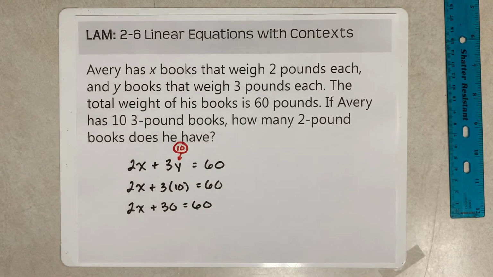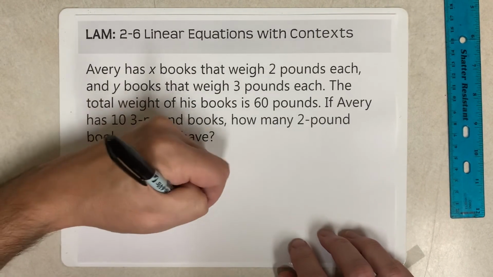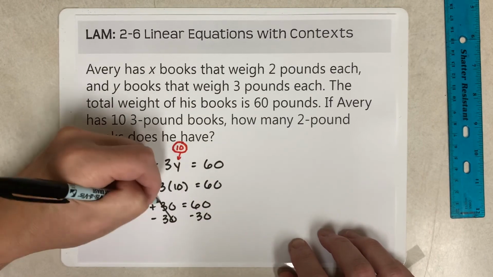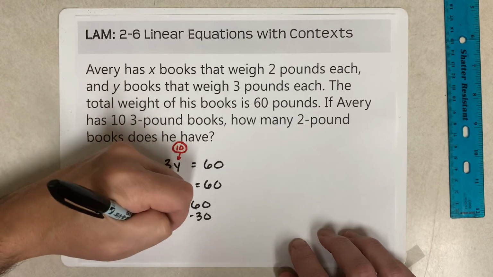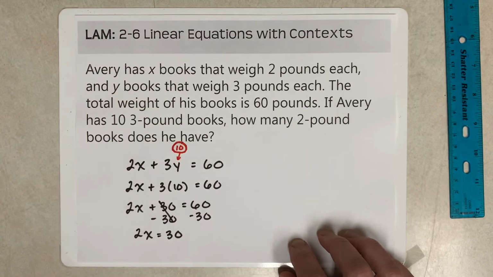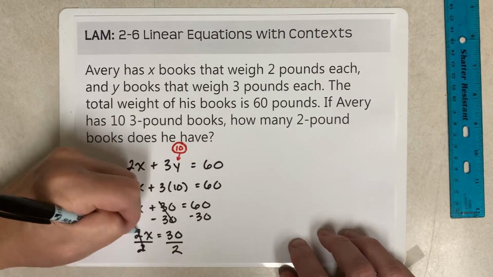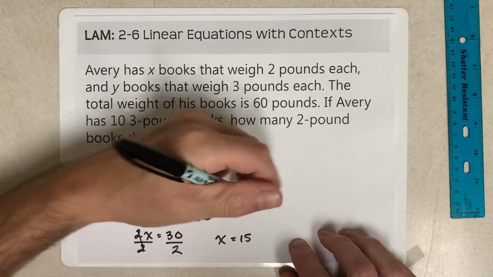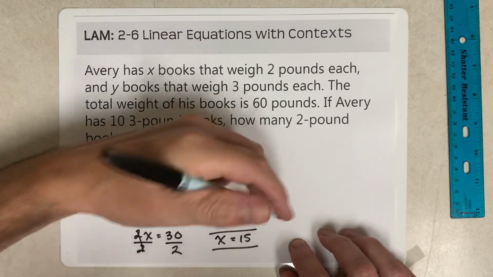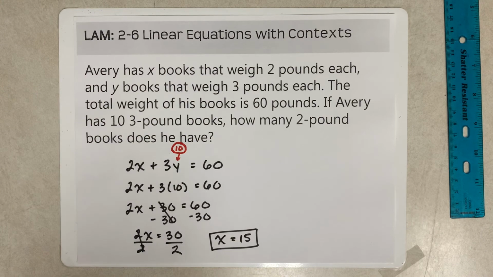And so now we have a two-step equation. And so we're going to subtract 30, cancel those out, bring down my 2X. 60 minus 30 is 30. And so now if you divide by 2, we get X is equal to 30 divided by 2 is 15. And so he's got 15 of those books. And that's it for that.